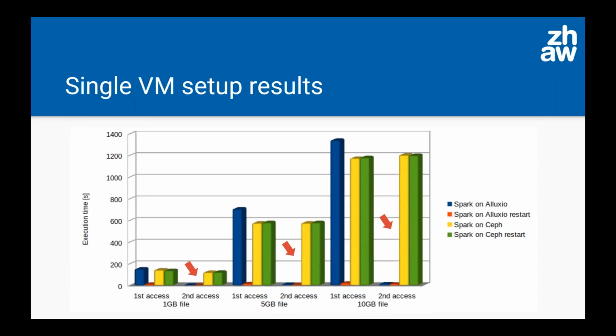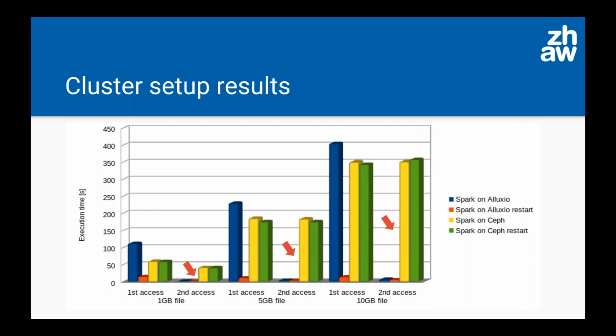So I jumped from single VM setup results to cluster setup results, and the observations are the same, in general. If you look at the absolute values here in execution time, of course, they are reduced, more or less by a third. This is because now we have 3 nodes working on the computation and sharing the burden of the work. As a consequence, since we kept the size of the files the same, so it's still 1 GB, 5 GB, and 10 GB, the gains are a bit reduced because the absolute values are a bit reduced.